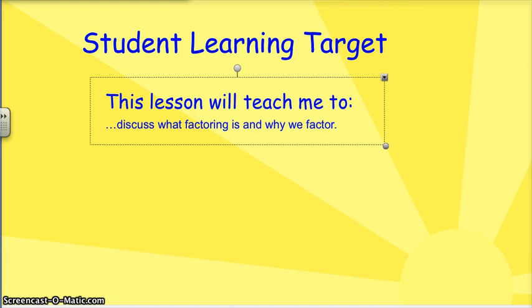This lesson will teach me to understand and discuss what factoring is and why we factor. So, done with the first half of this unit, starting the second half of this unit, and we're going to start with something called factoring. So the purpose here is for you to figure out why are we switching gears and what's the purpose of what it is that we're going to start learning.